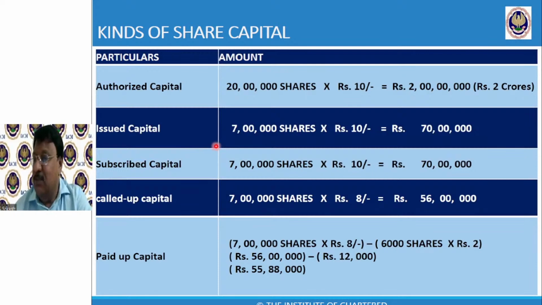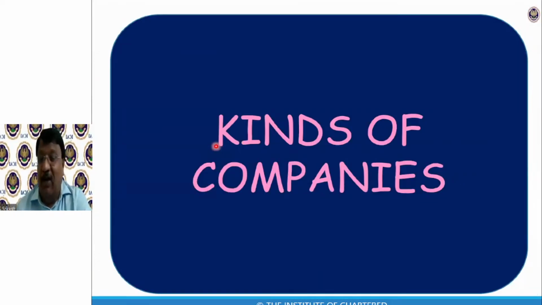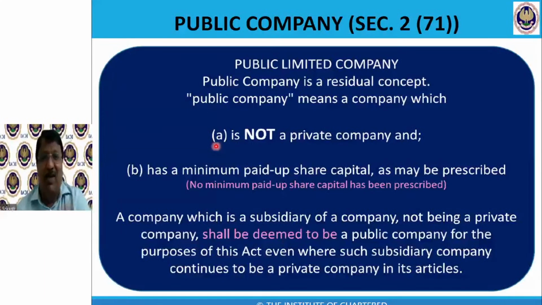Okay. Muhammad Aslam says there are 12 types of companies. I don't know whether I'll cover all the 12, but whatever I cover is what I can cover.